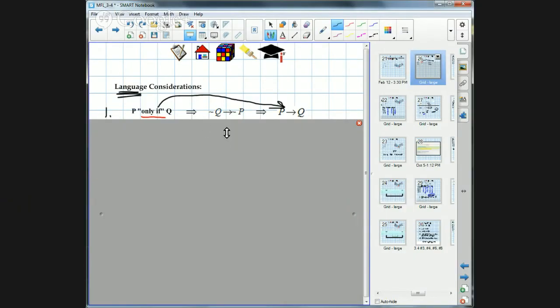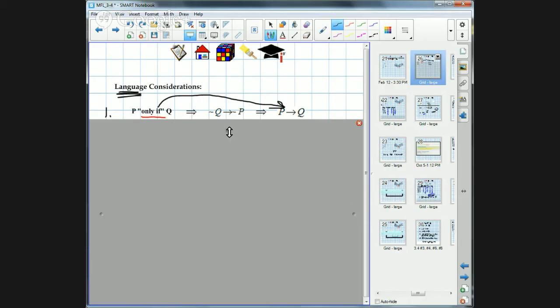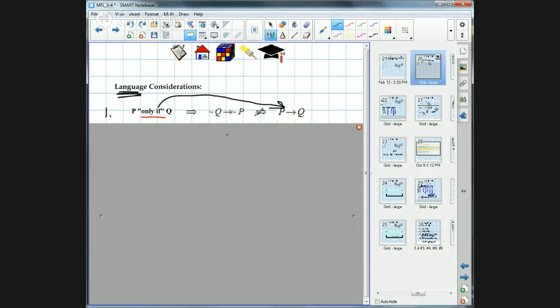Anyway, I just wanted to show you, you're going to come upon some problems where you're going to see the words "only if." Then you know what to do with it. Just cross them out and replace it with, if the first part, then the second part. Okay.